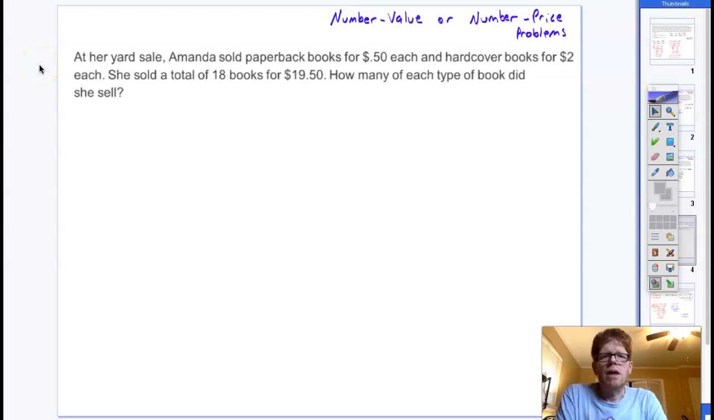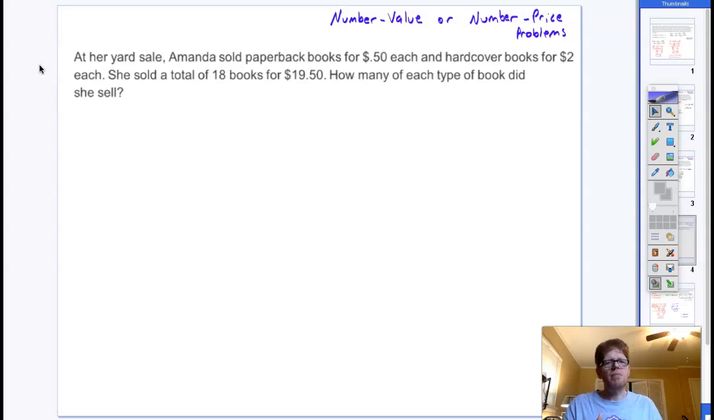A second kind of problem that you'll run into often is what I'll call the number value or the number price kind of problem. It involves two kinds of things and you're given a price. Say, for example, you have paperback and hardback books in our example. You're told how much each one costs and you're supposed to find out how many of each there are. Other examples might be you're told how much certain things weigh. So one thing weighs 8 pounds, another thing weighs 10 pounds. How many of each kind of thing do you have?